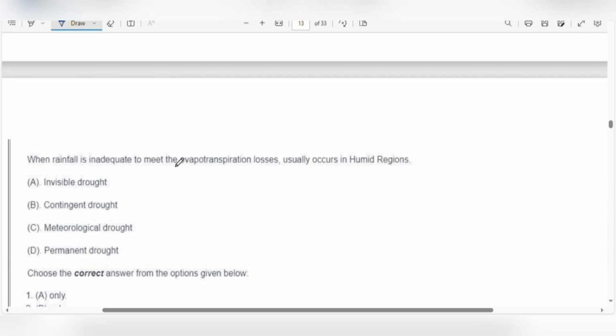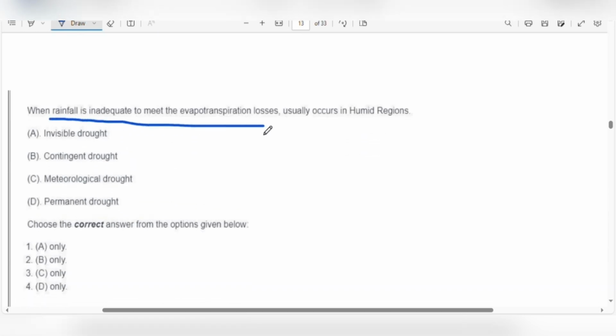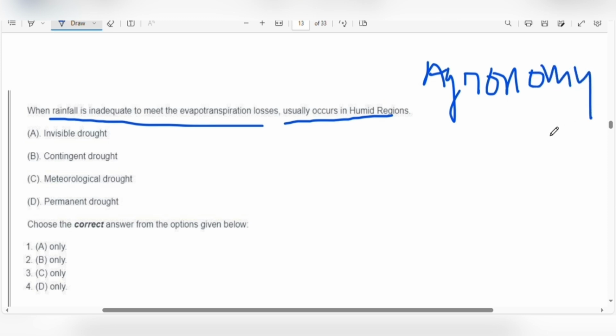When rainfall is inadequate to meet the evapotranspiration losses, usually occurs in humid regions. This is a question from agronomy. You should definitely not neglect agronomy, because agronomy consists of a major portion of the physical science group. I think you already know that. And this question is a classic question from dryland agriculture. Drought is a very important aspect of dryland agriculture, and you can read about it from any standard book of agronomy, say RS Mida, Competitive Facts for Agronomy, or any other book, say Sir Reddy and Reddy, Principles of Agronomy.